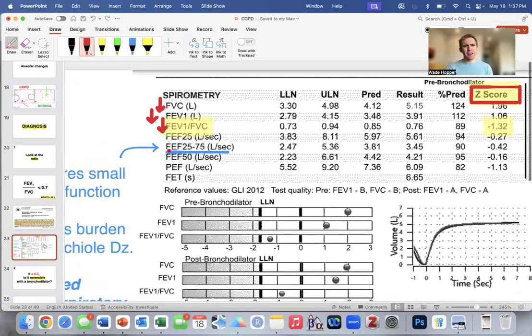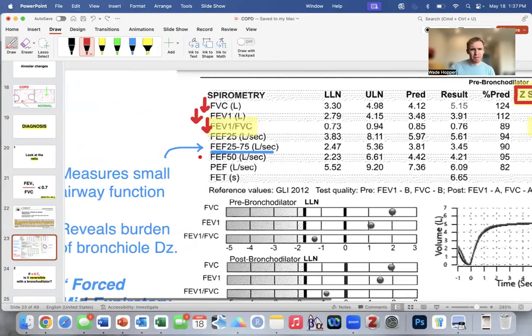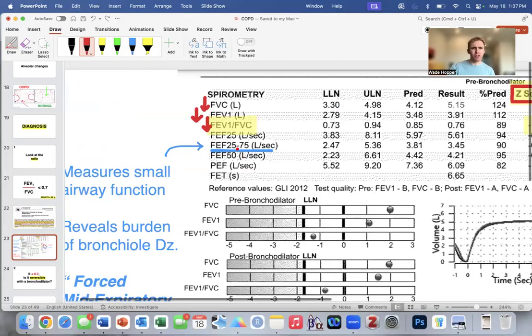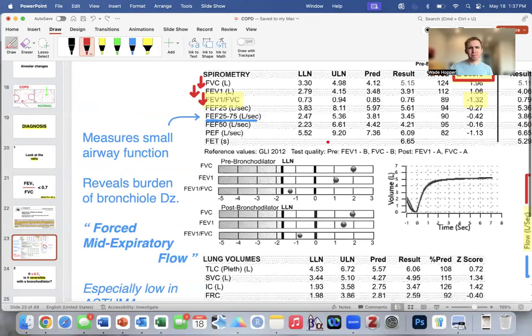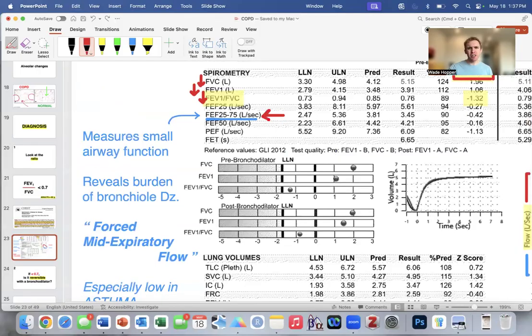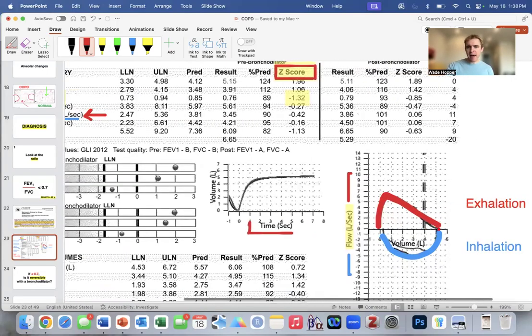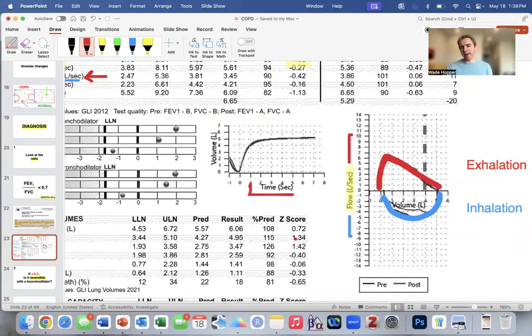But let's go back up and look at FEF 25 to 75. This is your forced mid-expiratory flow. And the reason why I'm calling attention to this is because if you understand the forced expiratory flow and the 25 to 75, you can figure out where in the airway certain pathologies are occurring. So when we say 25 to 75, we take the total time of someone's spirometry test, which, you do a breath in and a breath out, and it might take you 4 seconds or something.